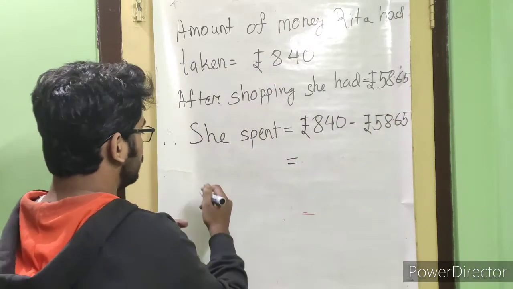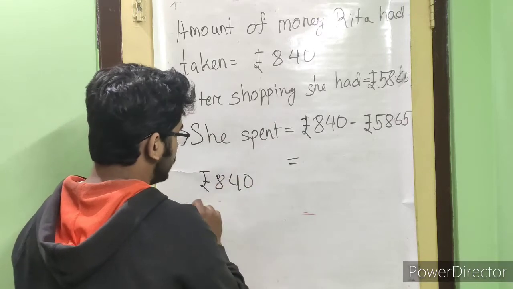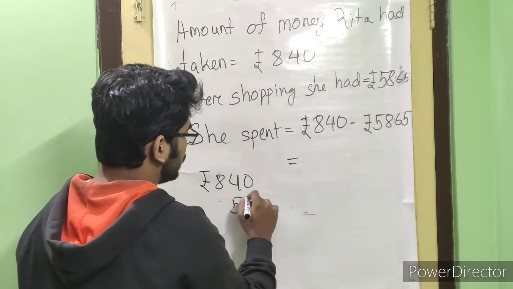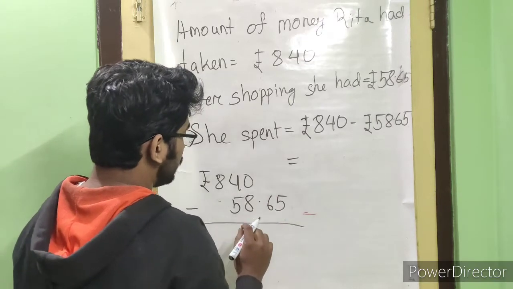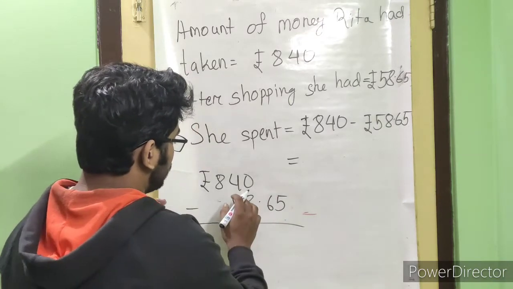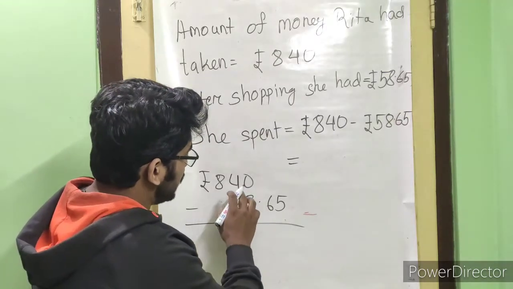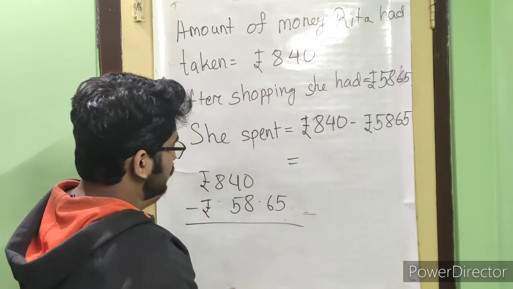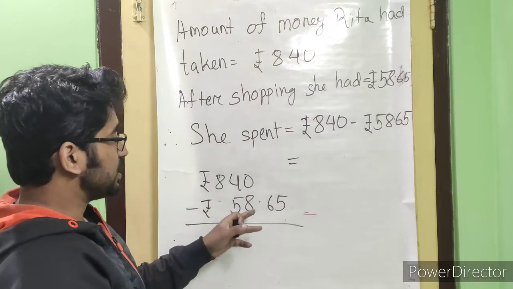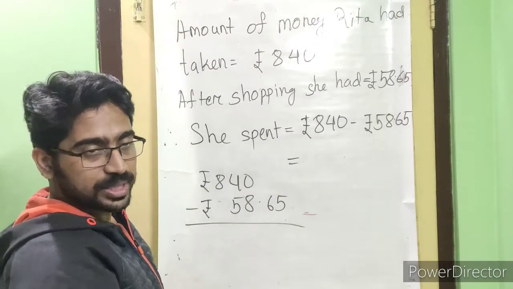I am doing it here. Rupees 840 minus 58.65. So children, don't get confused when the figure is given in this way. Suppose rupees 840 and under it rupees 58.65. That means after the point, two numbers are there, that means after the point the paise will be there.